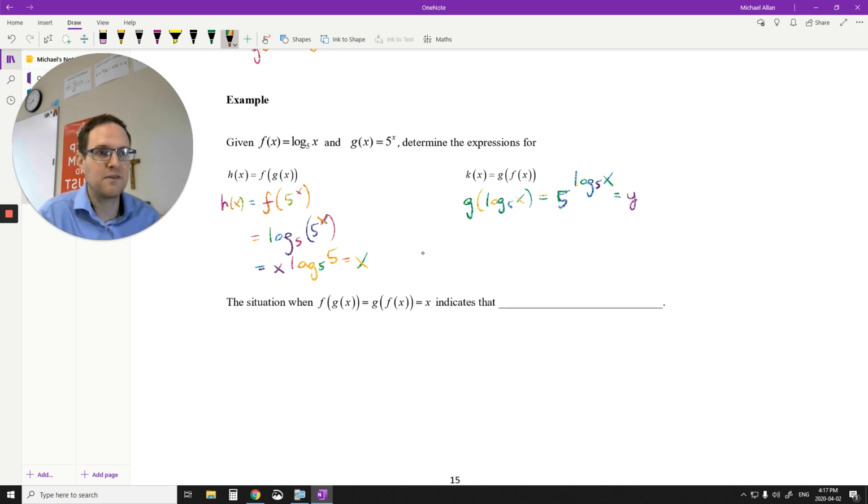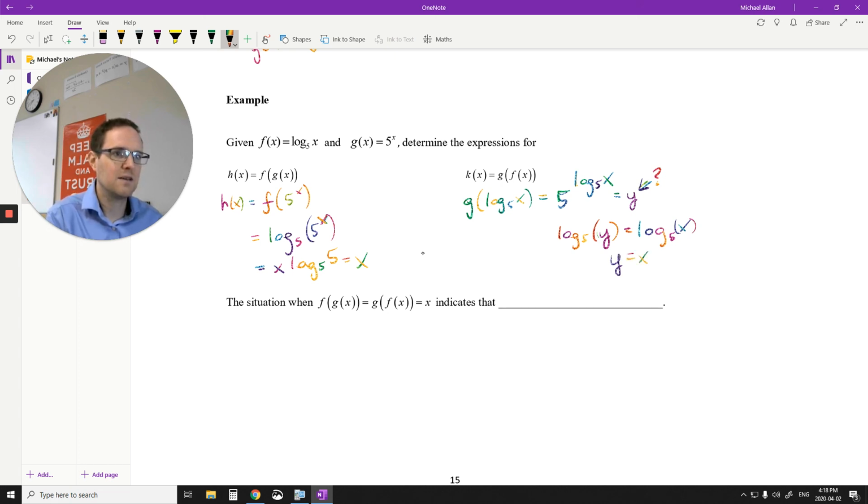So I'm going to make it equal to y, and change this into log form. If I change this into log form, this is going to be log base 5 of y is equal to what is in here now. I put it back into the log, and I'm going to drop down that exponent. Oh, log base 5 of y is equal to log base 5 of x. That means y has to be x. That means this up here has to be x.